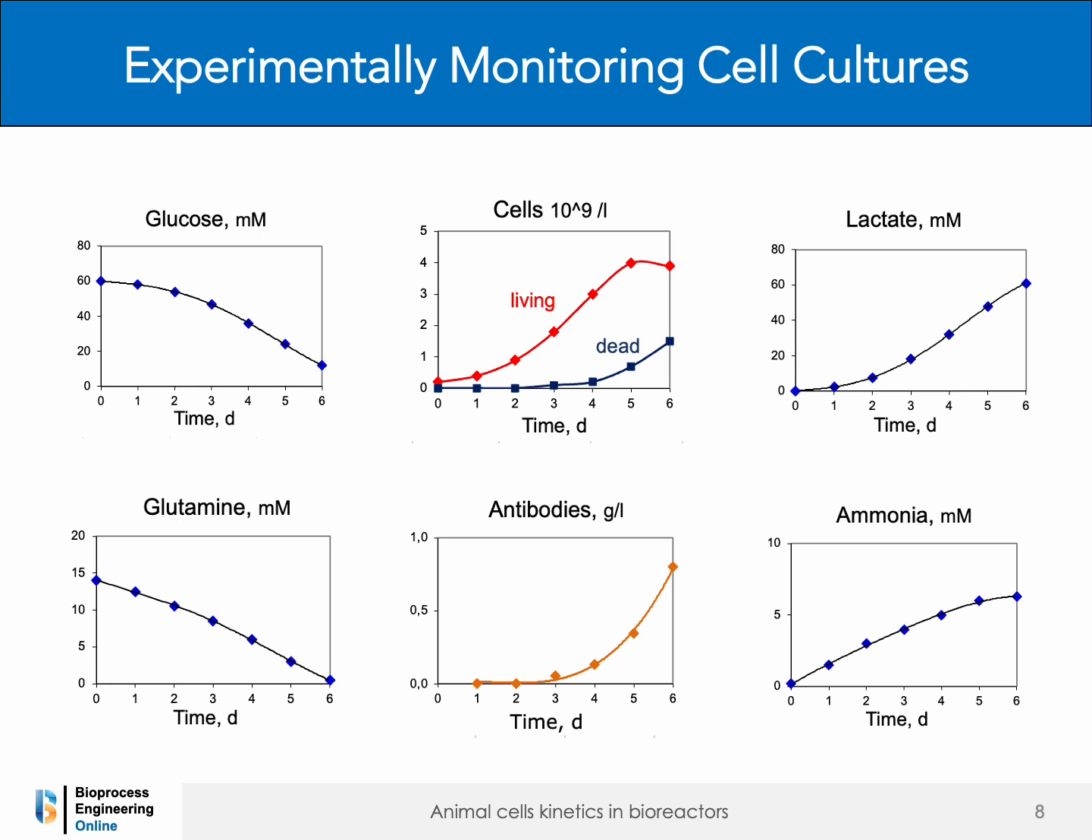During a cell culture process, several key variables can be measured experimentally. These include the consumption of essential nutrients such as glucose, glutamine, and oxygen. We also monitor the cell population by measuring the concentrations of viable and dead cells. In addition, we quantify metabolic byproducts such as lactate, ammonia, and carbon dioxide. Finally, we measure the production of the target bioproduct, which may be a recombinant protein, a virus, or another therapeutic molecule. Together, these measurements provide a comprehensive picture of the culture's physiological state and performance.